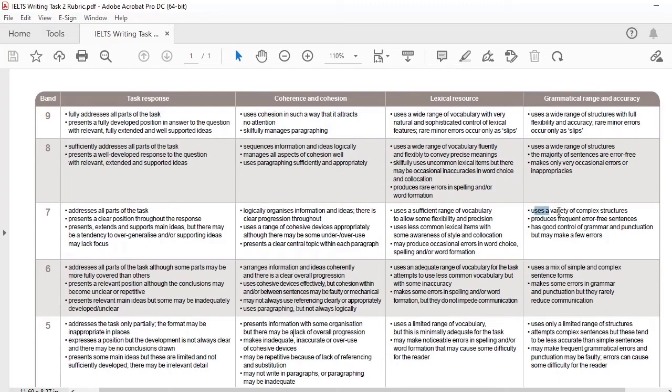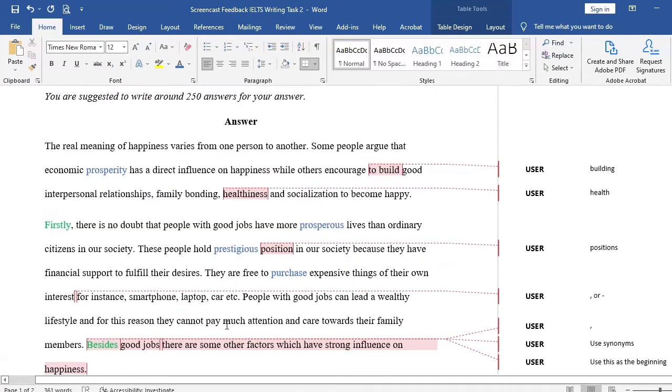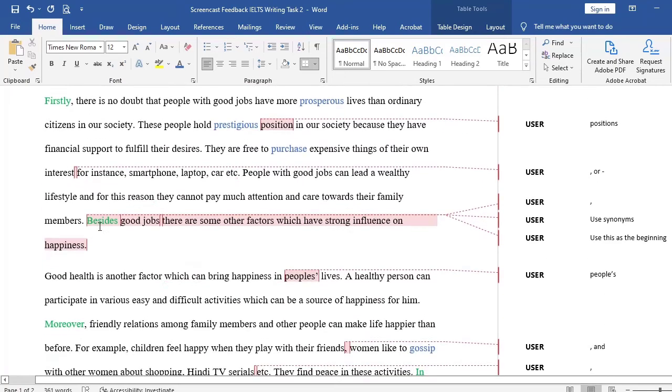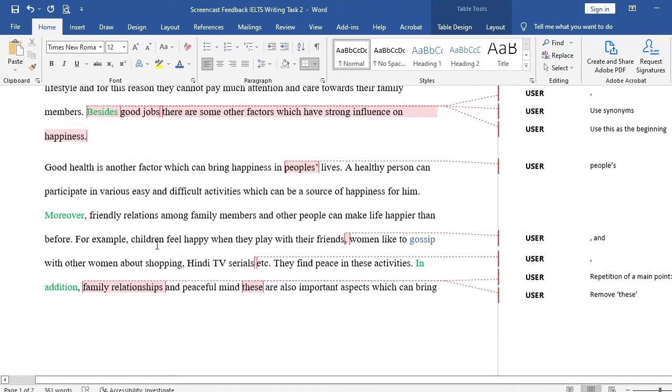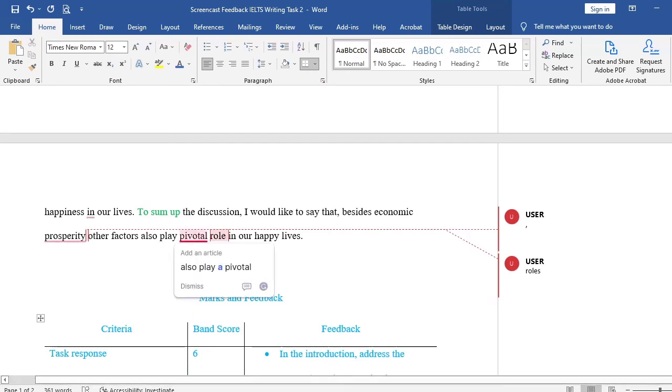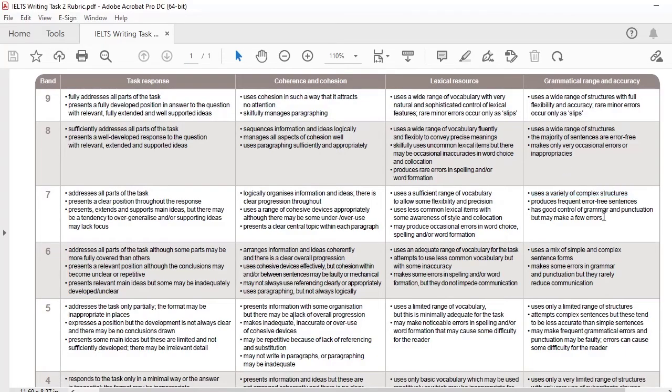So take a look at this requirement. Uses a variety of complex structures. I think that she hasn't actually used many complex sentences, right? I saw some, but there aren't many. So this is another thing that you should be conscious about when taking the IELTS. If you are confident about your English skills enough to write complex sentences, then please do. But if you feel that you're going to make mistakes, then don't. Just write in simple sentences, compound sentences. But if you can, then please do. Alright, so she's not getting a 7 either.